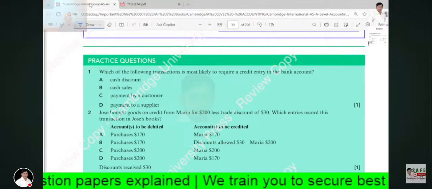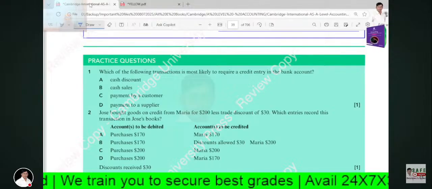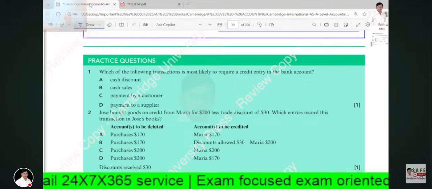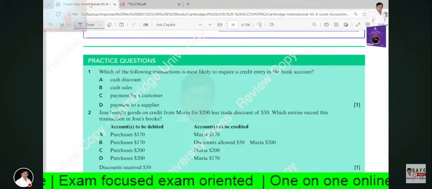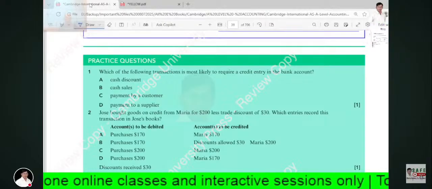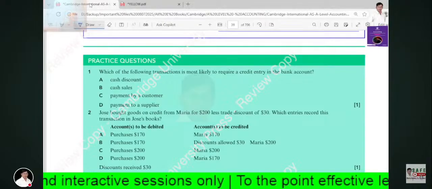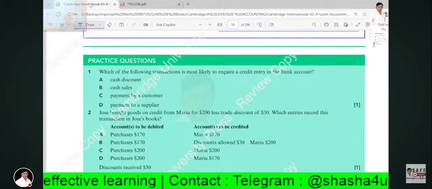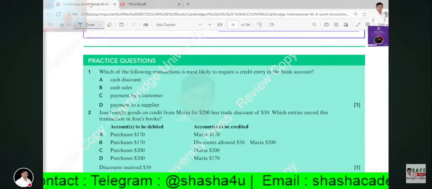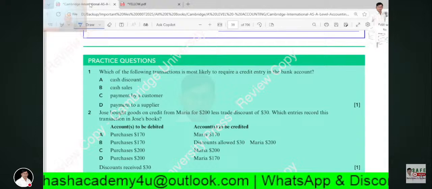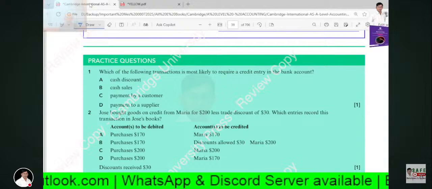This is a practice question set from David Hopkins, lesson number 2, credit transactions. Before looking at the answers, you can try answering yourself and then cross-check with the solutions in the discussion. Always get back to me in case you have any doubts by way of comment below the video.